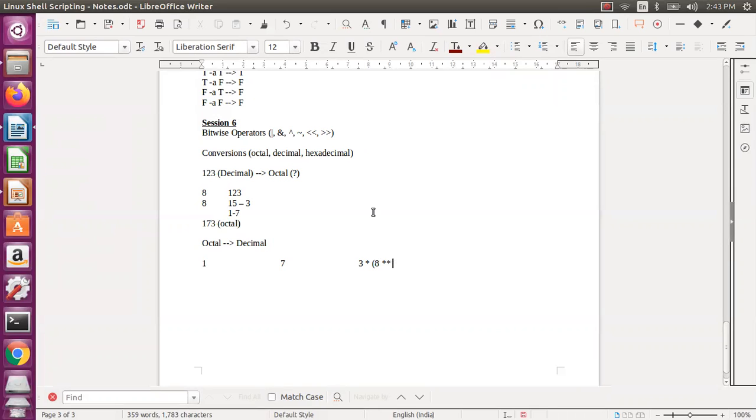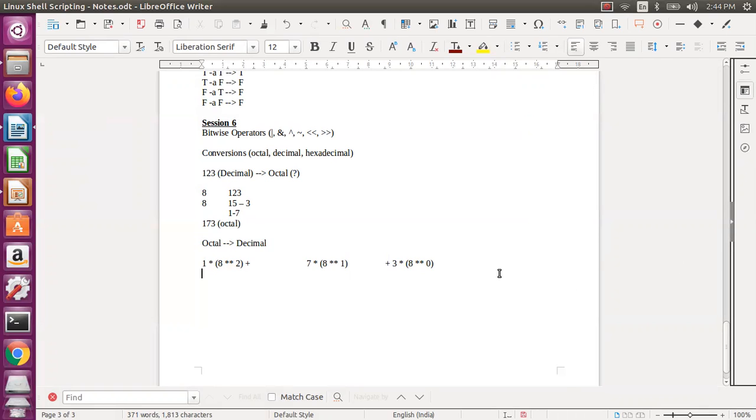So this is 8 power. I am representing double star for power, for our convenience. So now you need to multiply like this, and this particular 2, 8 power 2. If you observe, we are starting from the right side. So you are multiplying 8 power 0, 8 power 1, 8 power 2, and then you are adding everything. You are adding all these three things.